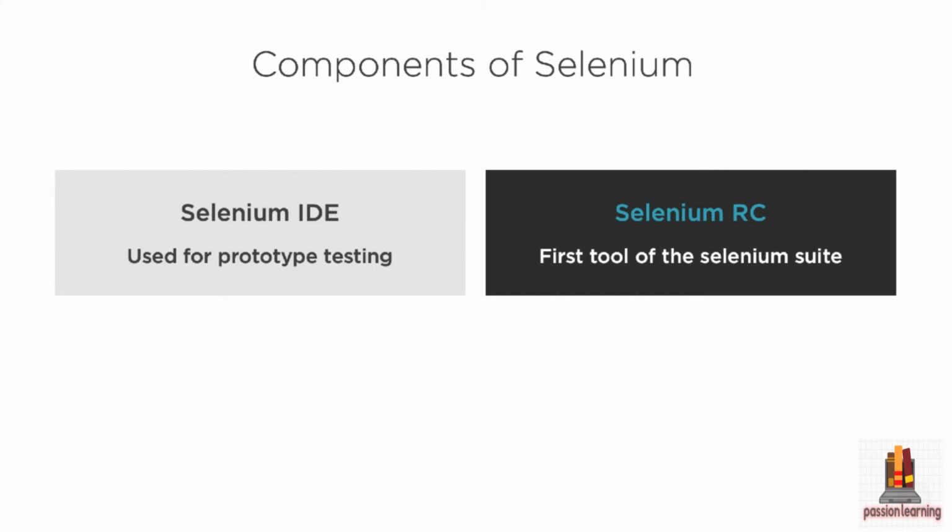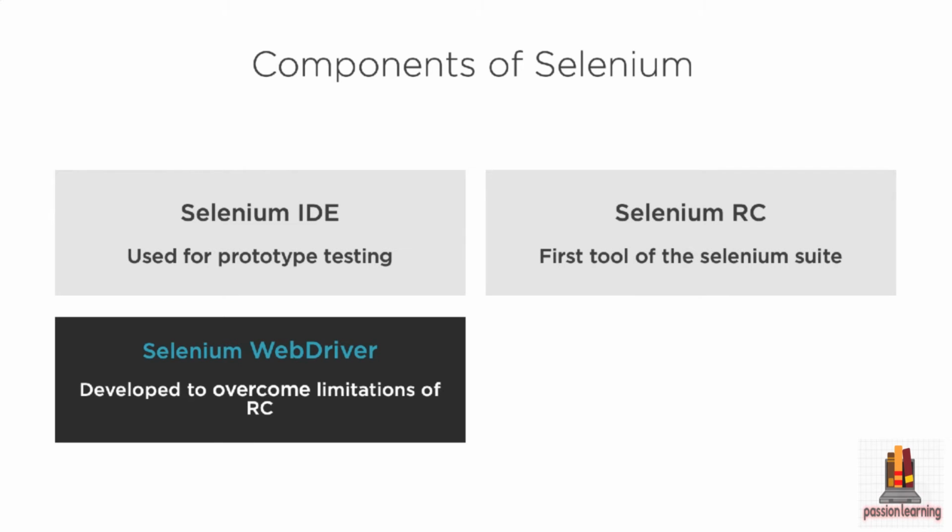Selenium RC, or Remote Control, was the first tool of the Selenium suite. It is a test tool that allows you to write automated web application UI tests in any programming language against any HTTP website using any mainstream JavaScript-enabled browser. It is known as Selenium 1.0.